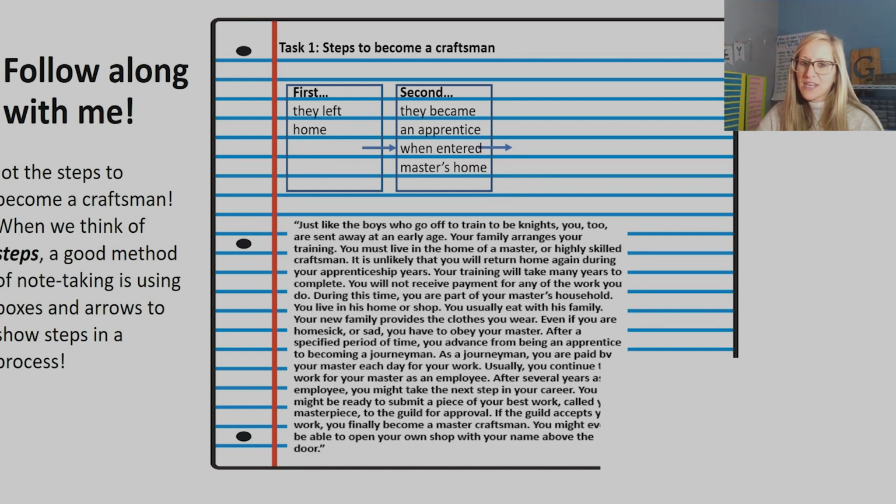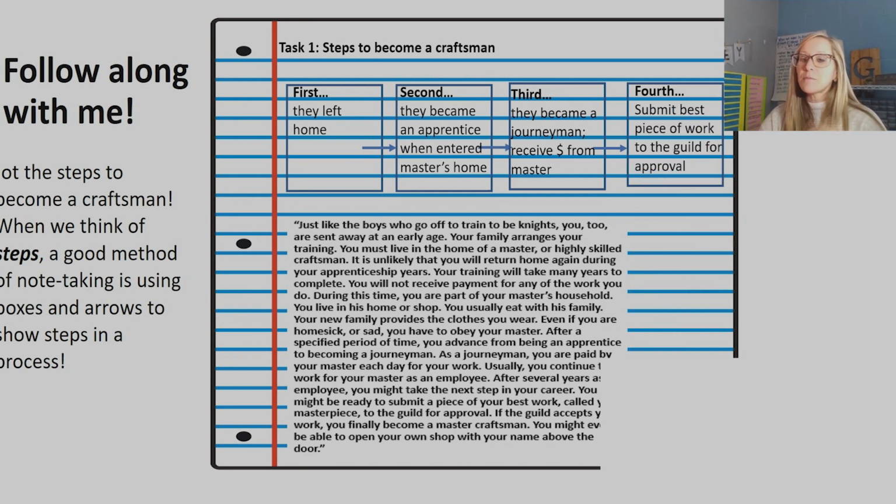Then let's think about the next step in the process, and you can think of that arrow as like the word then, meaning what is happening next. Then they became journeymen, and at this point in their training, they begin to receive money from their master for the work that they're doing. So they are moving up in the process. And lastly, what ends up happening? Well, fourth box, they submit their best piece of work to the guild for approval. And do you know what happens if approved? They become a highly skilled craftsman. And so these are the 4 basic steps.